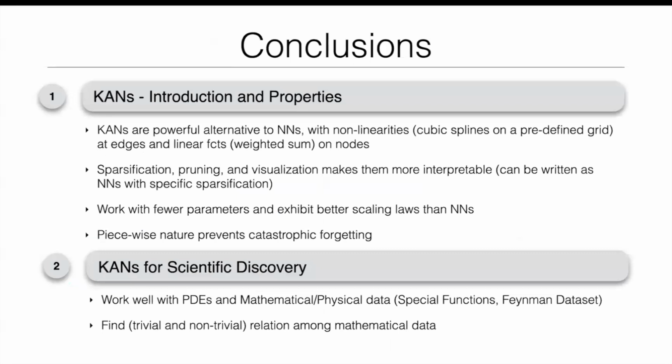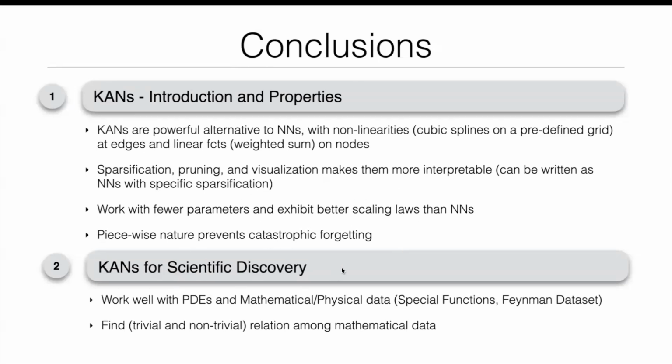So to conclude, we discussed Kans as an alternative to neural networks, where the nonlinearities are splines sitting at edges and the nodes are linear functions. We discussed how to sparsify, prune, and visualize them so that they are more interpretable, and argued that they are extremely sparse neural networks in some sense. They work with much fewer parameters, and they exhibit better scaling laws than neural networks. And because of the piecewise nature in which they are defined, you don't suffer from catastrophic forgetting.